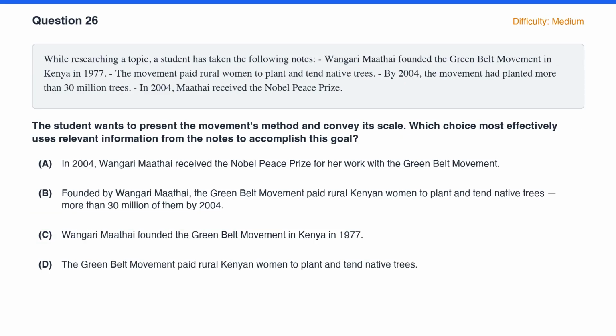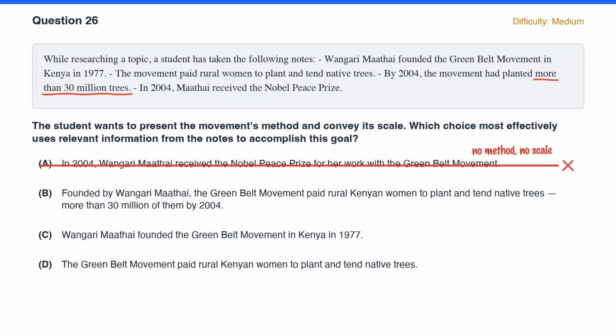Here the student wants to do two things at once: present the movement's method and convey its scale. The notes hand us both. The method is paying rural women to plant native trees, and the scale is right here: more than 30 million trees by 2004. Choice A talks about the Nobel Prize, an honor sure, but it names neither the method nor the scale. Off the list.